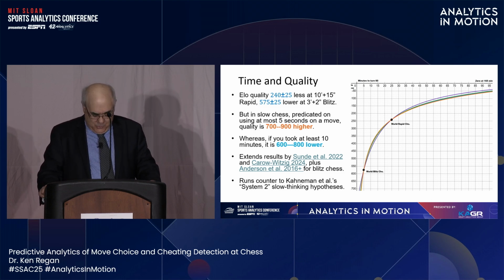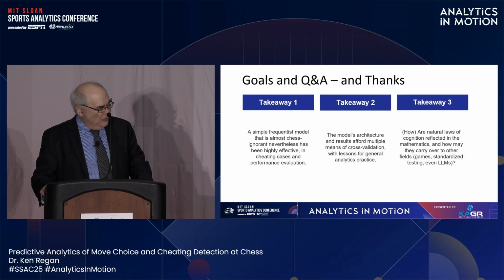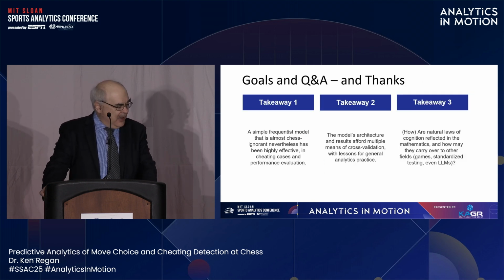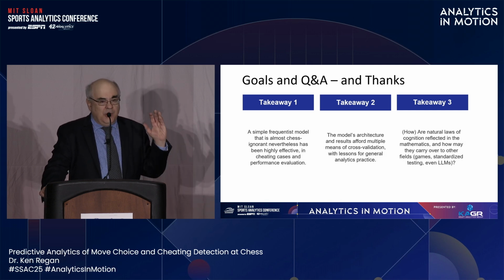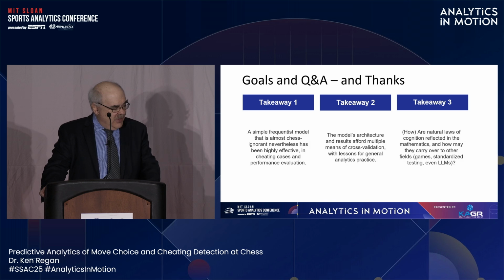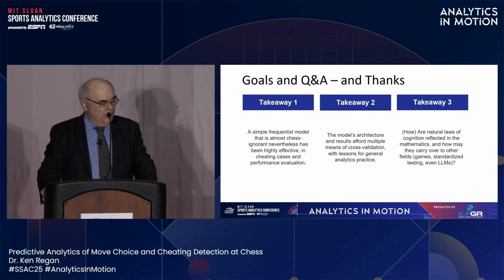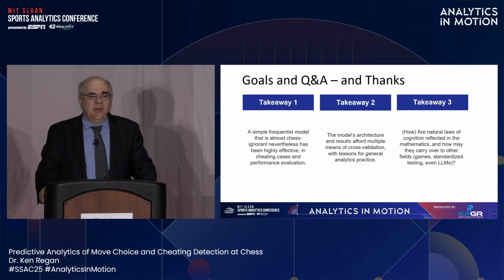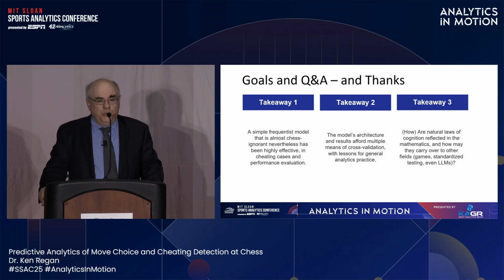Okay? And with that, advance to my last slide. There are three main takeaways from this talk. I have a simple frequentist model that's nevertheless been highly effective, and it might reflect some underlying laws of thought. There are cross-validation things which I can talk about further, and then the other question is, how well does this carry over? How do these laws of thought matter in other fields? Other games should be, but even in large language models where you're trying to find the best next word instead of the best next move. So thank you very much.